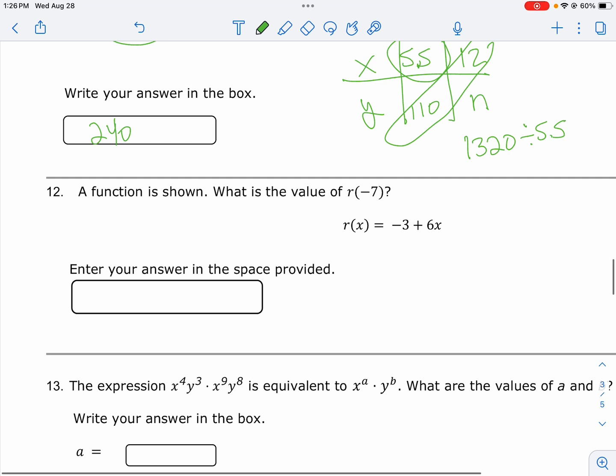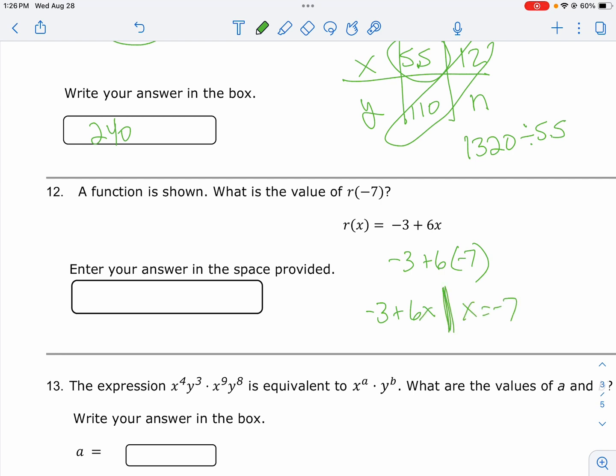Okay, this is another calculator problem, so you're going to type it into the calculator. Or you could do this, but I personally think it's best with the yellow calculators to do it this way. That is my preference, but it's on you. You decide. I'm getting -45.